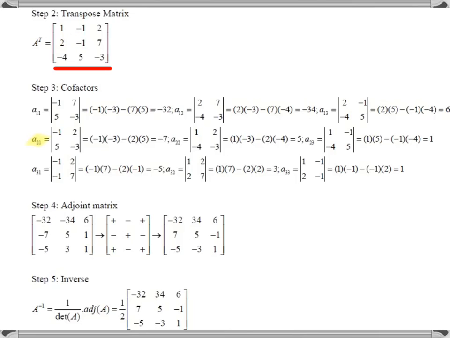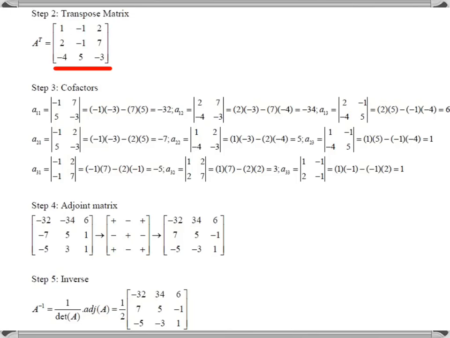Just take another example there. What would A31 be? Well, it's row 3, column 1. So this is row 3, column 1. So A31 would be the cofactor of minus 4. So that's the way it works. Okay, so now hopefully we understand the terminology. We can go and actually work out this thing.